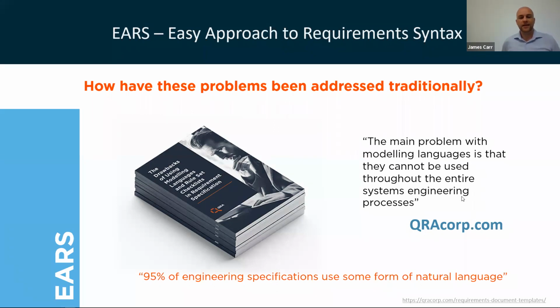So as a result of that, and just that idea that sometimes these modeling languages can be hard to understand, 95% of engineering specifications do use some form of natural language. So the vast majority of those are written in plain language. There are some kind of constrained rules that make up about 15% of those. But if that's of interest to you, you can check out that on our website as well.